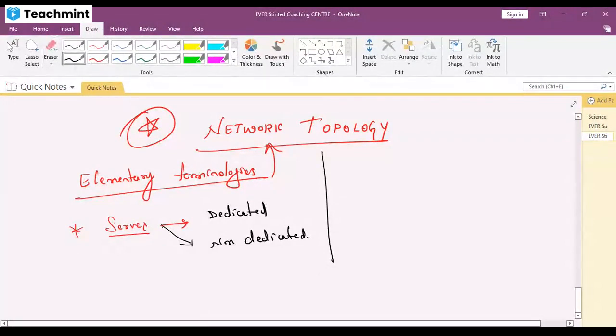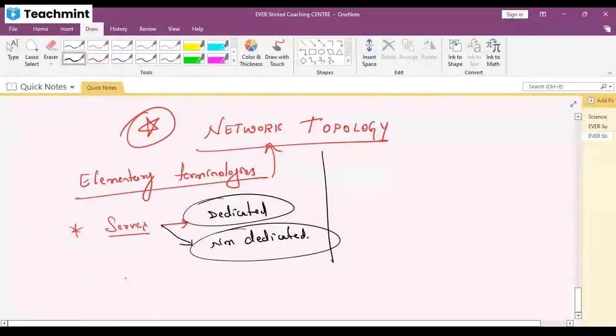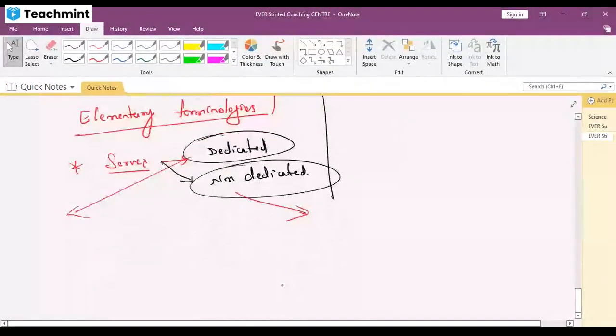Now, can you define them? They may ask you this question sometimes like this. Make a note of the question: write the differences between dedicated server and non-dedicated server. Name the difference between dedicated server and non-dedicated server.